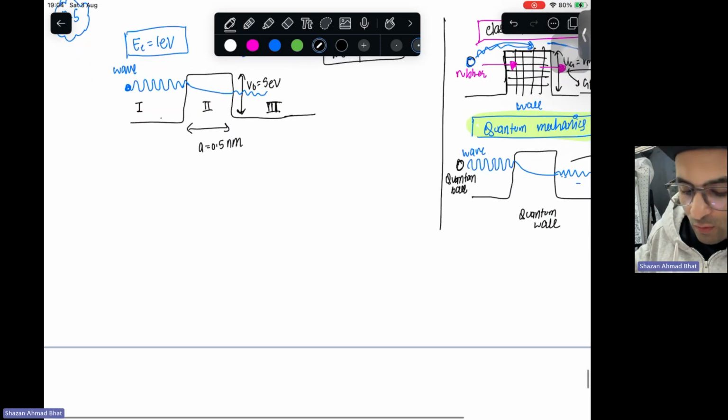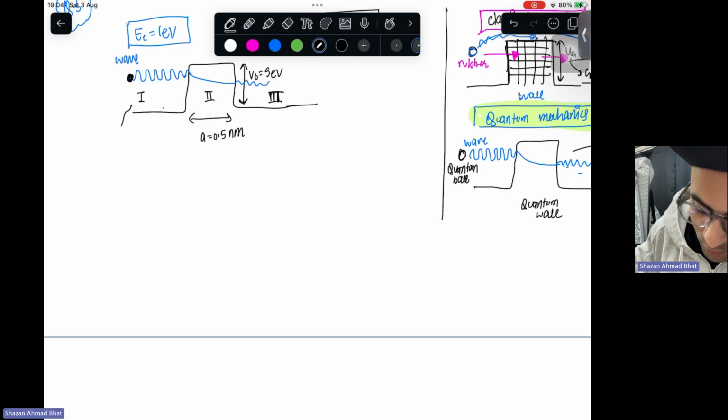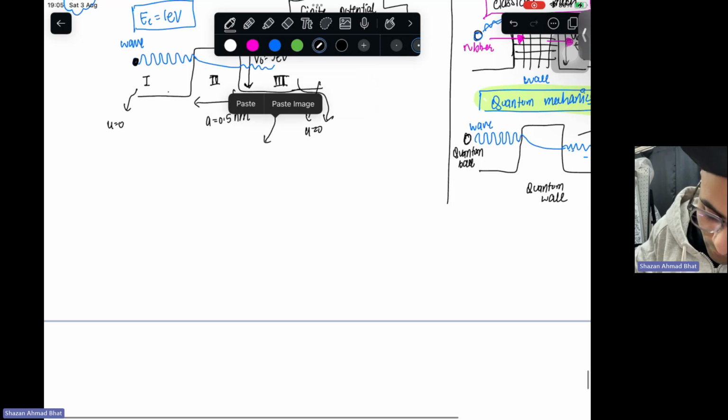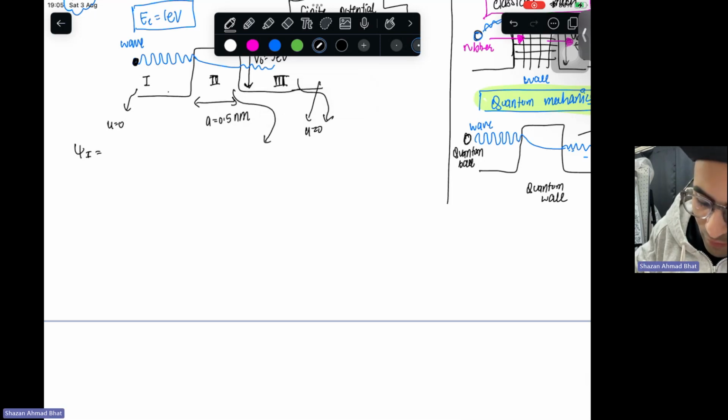Okay, now you might have studied in your lectures, you solve the Schrodinger equation for region 1, region 2, region 3. For region 1, it's quite easy because the potential outside is 0, and the potential inside is 5 electron volts. So when you solve the Schrodinger equation, you get psi 1, the wave function 1, to be equivalent to a e to the power minus i kappa x, where this is a plane wave solution. It's a plane wave traveling in this direction.